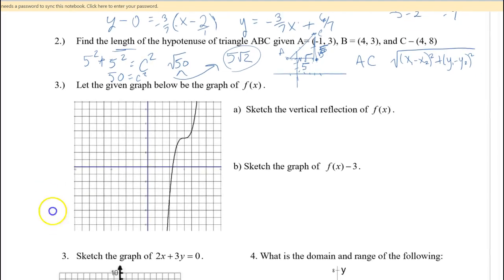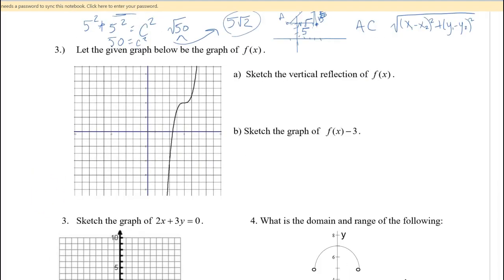Moving on, let the given graph below be f of x. So this is f of x. Part A, sketch the vertical reflection of f of x. So you have to know what a vertical reflection is. Vertical means you're reflecting it up and down.